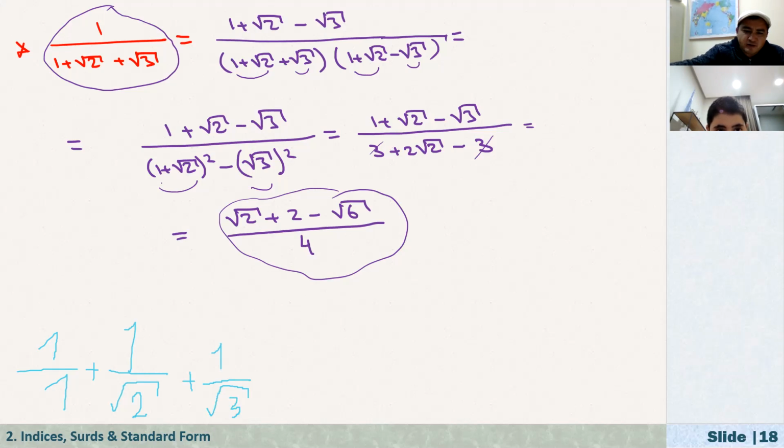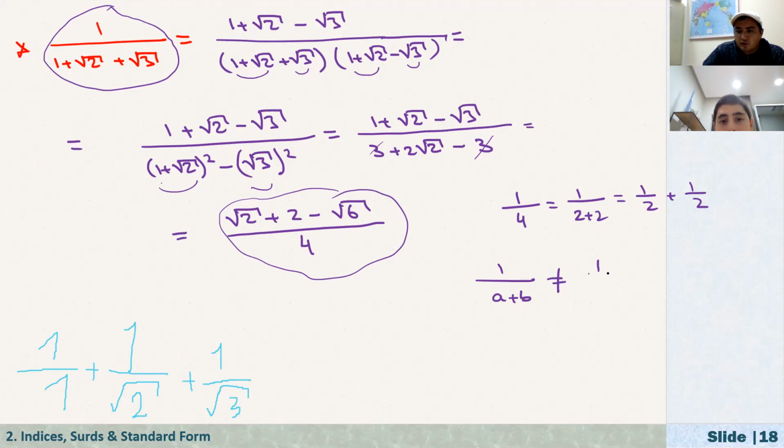No. Anat, how are you writing like this? Like compress the fraction. I mean, take the 1 fraction plus, let's say 4. Is it equal to 1 over 2 plus 2? Is it equal to 1 over 2 plus 1 over 2? No. So how can you write like this? 1 over a plus b is not equal to 1 over a plus 1 over b. Okay.